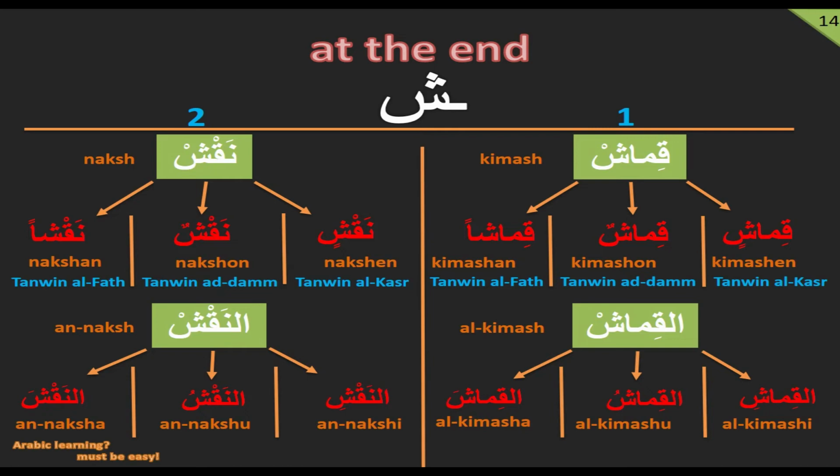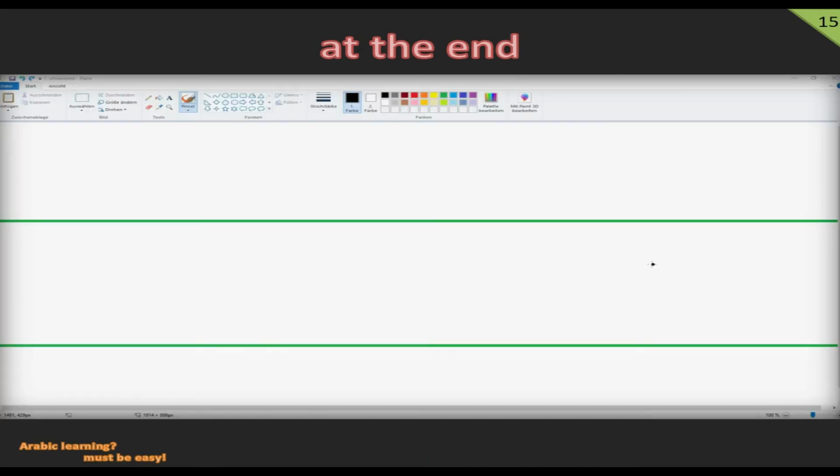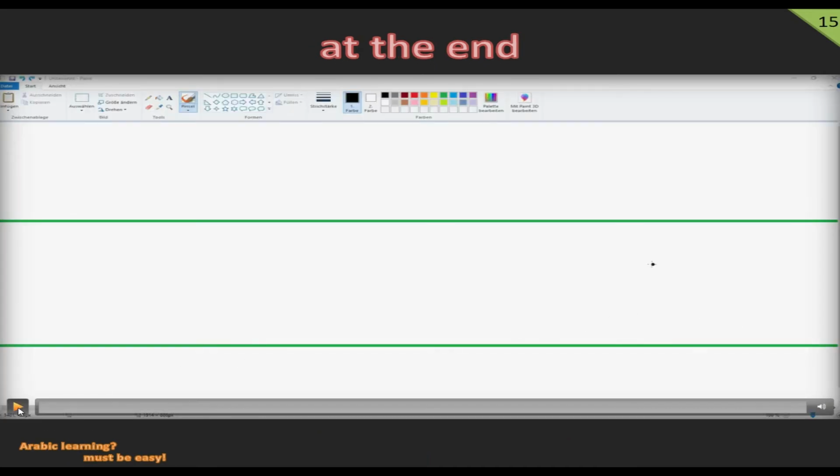Now the second example, نقش, with تنوين الفتح نقشا, with تنوين الضم نقش, with تنوين الكسر نقش. Now the noun with التعريف النقش, we don't use تنوين anymore, so with فتحة at the end النقش, with ضمة النقش, and with كسرة النقش. Now a video to show how to write the examples.